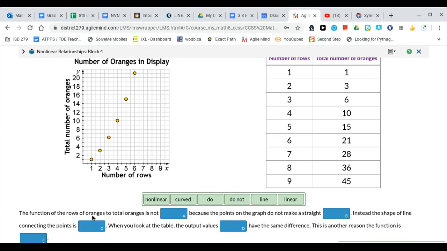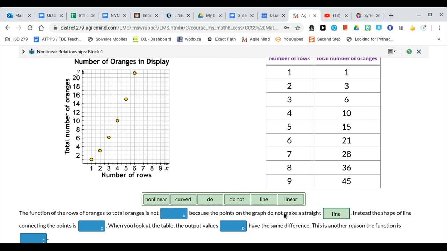of the rows of oranges to total oranges is not blank because the points on the graph do not make a straight blank. So when I see this word here, straight, I know we've been talking about straight lines. So I think I'm going to put in a line there. So now it says the function of the rows of oranges to total oranges is not blank because the points on the graph do not make a straight line.